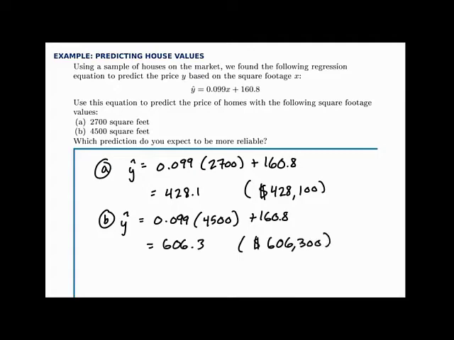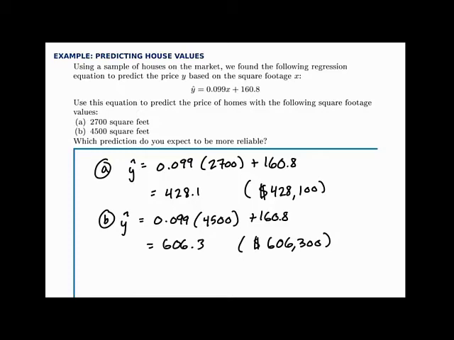Then the question asks, which prediction do you expect to be more reliable? Now for this, we'd really have to go back and look at the data, which we don't have in front of us. But if you go back in the textbook and look at the data, you'll notice that in the range of houses that we have data for, 2,700 square feet falls within that range, and 4,500 square feet does not. None of the houses we have in our data set are nearly as big as 4,500 square feet. So it turns out that the first one is more likely to be reliable without extra information. For all we know, it seems more likely that the first prediction would be more reliable because we've seen houses that are similar to it in our data set.